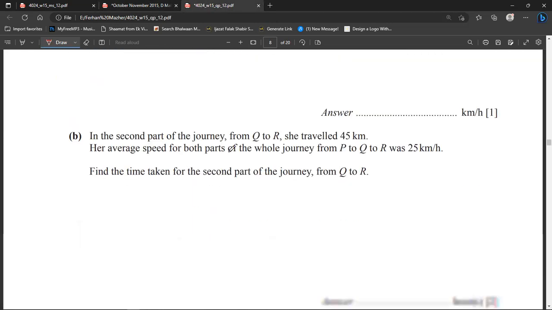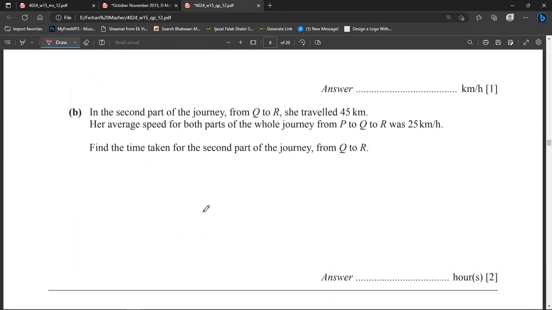Okay, then the question is, in the second part of the journey from Q to R, she traveled 45 kilometers. Her average speed for both parts of the whole journey from P to Q and Q to R was 25 kilometers per hour. Find the time taken for the second part of the journey, from Q to R.